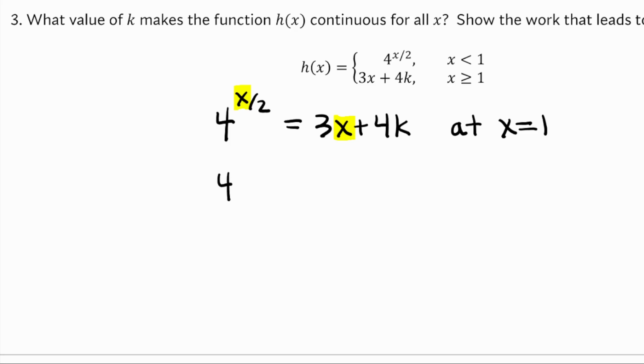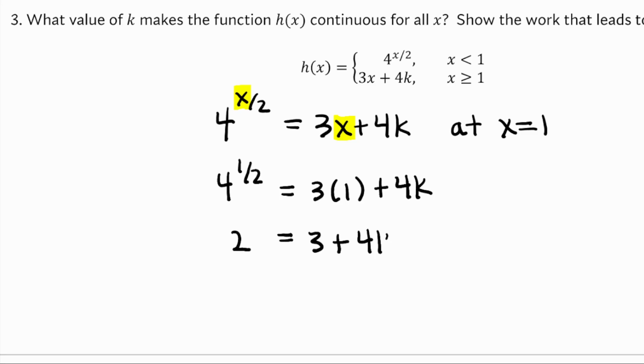So I'll have 4 to the 1 divided by 2 equals 3 times 1 plus 4k. 4 to the 1/2, that's the square root of 4. This is 2, equaling 3 plus 4k. I could subtract 3 and divide by 4, and say, all right, k is negative 1/4.